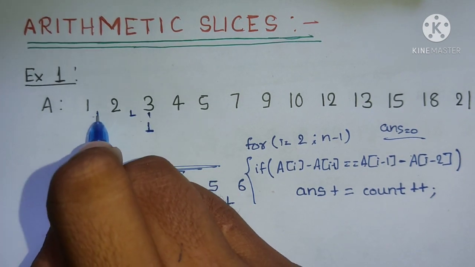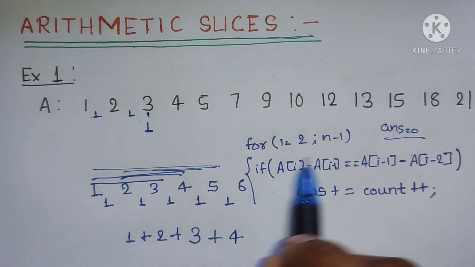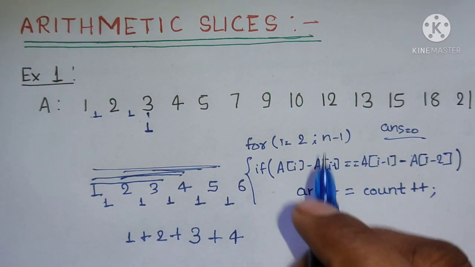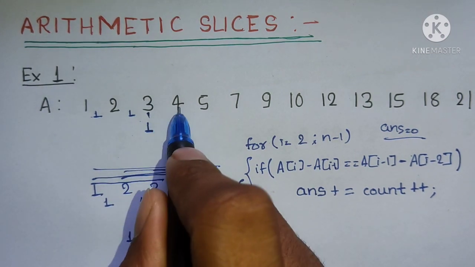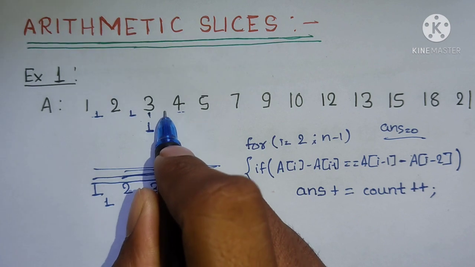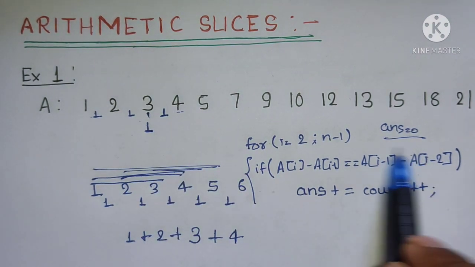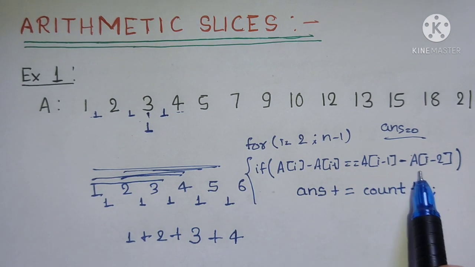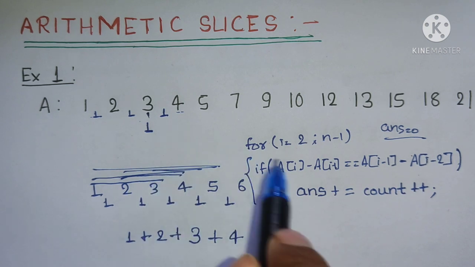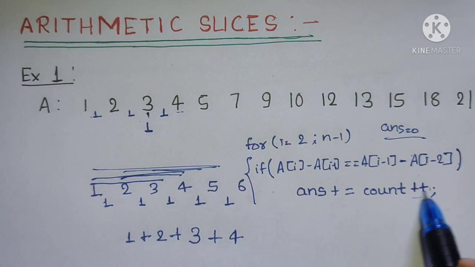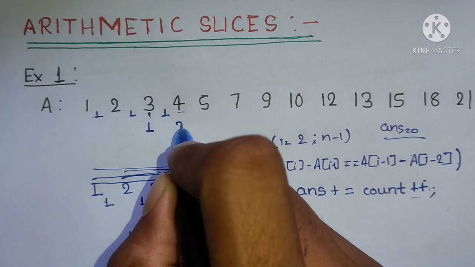The difference is 1 here, and here also the difference is 1. This condition is satisfied, so the answer becomes answer plus count. The answer initially was 0, so it becomes 0 plus 1, that is 1. Then we move on to this element and check that here also the difference is 1 and the condition is satisfied again. So this time the answer will be 1 plus 2, because the count has become 2, since we incremented the count in the last step. So it will be 3.